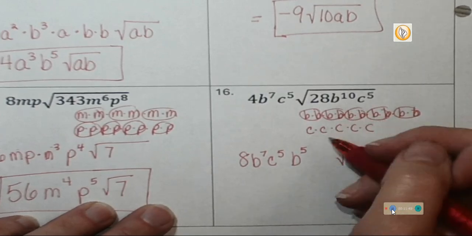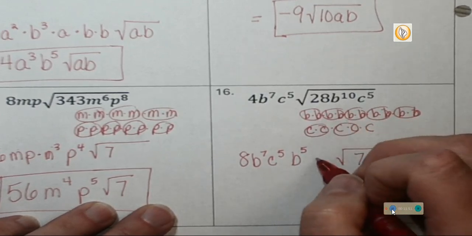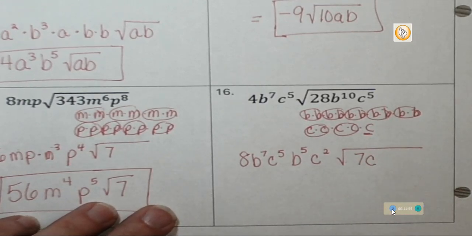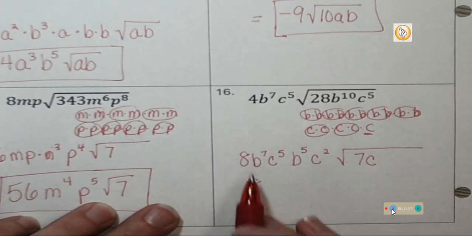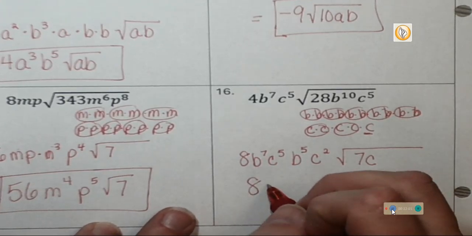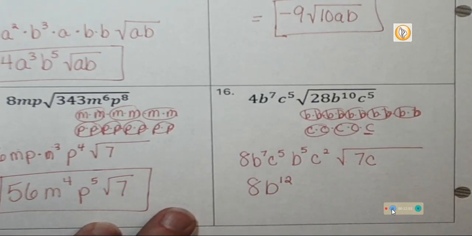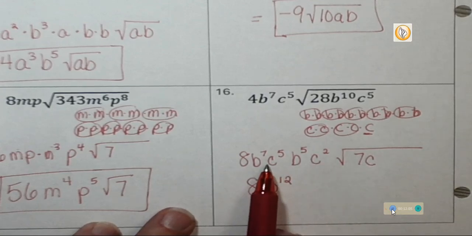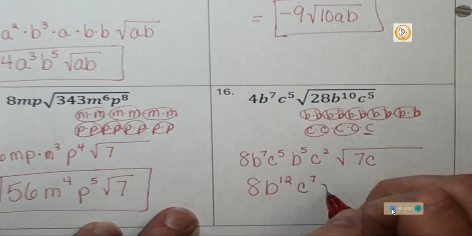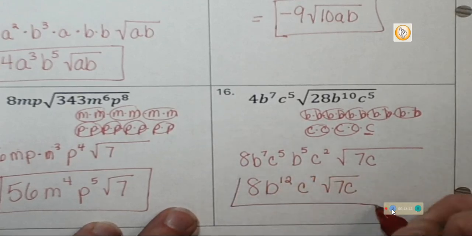If you've got 5 c's, you have 1, 2 groups and 1 left over that needs to go under the house. So what you do now is you combine. If you had 7 b's and 5 more showed up, you have b to the 12th. If you had 5 c's and 2 more showed up, what do you have? 7 square root of 7c.